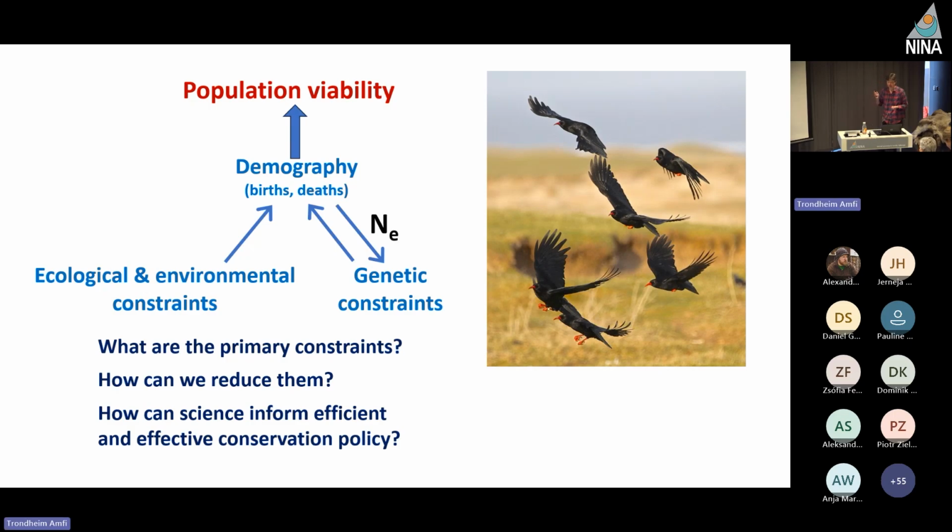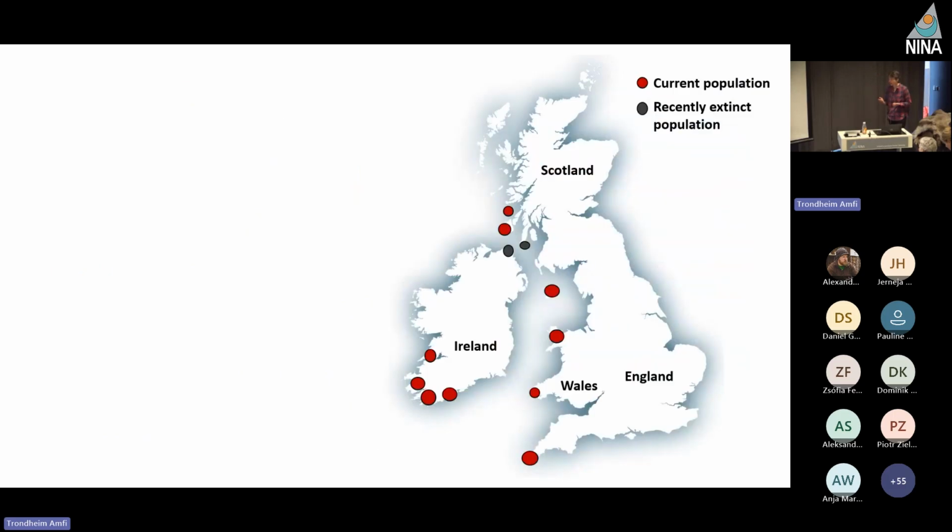And the reason why these birds are of interest in this context is that they have a very fragmented remnant distribution that runs down the west coast of the British Isles and Ireland. So these red points are the currently remaining populations, and these two black ones are ones that have gone extinct within the last 20 or so years.